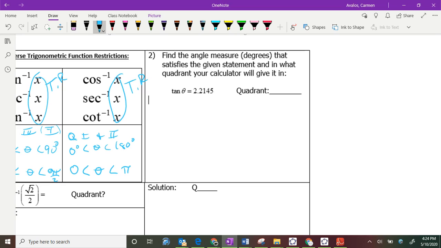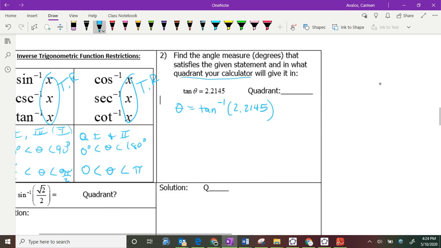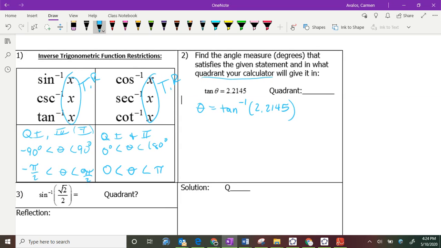Because if I do the inverse on here, in your calculator you're going to have to do the tangent inverse of 2.2145. And that number is okay to work with. And so I know that that one there is going to be either in quadrant 1 or quadrant -1 or 4, which is the same angle there. Because it's positive, it's going to be definitely in quadrant 1.